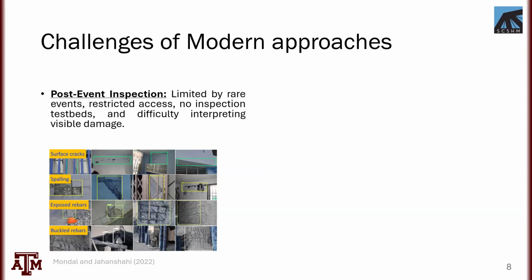The other issue we might have is if you see damage, and let's say your computer vision techniques are able to pick up the damage and really identify what the issues are, how do you translate those localized damages to global behavior? So if you see spalling and rebar exposure, how do you convert that to the global stability of the entire structure? We really don't have answers to these types of questions. So that's really one part of the challenge.